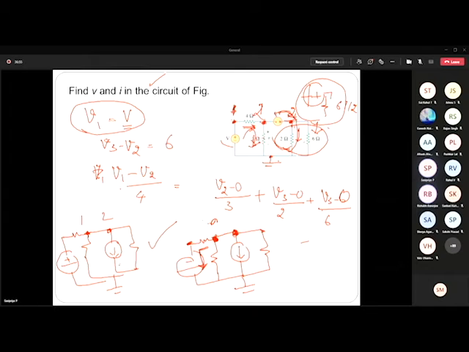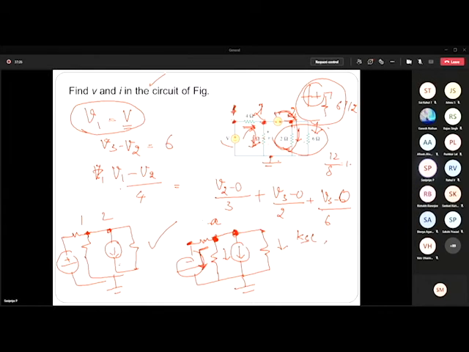I consider only node A, directly writing the nodal equation. I'm going to write a KCL equation directly at node A. Okay, so here I assume all are leaving currents. And what will be this current source value? 6 in parallel with 2 will be 12 divided by 8, which is going to be 3 by 2.